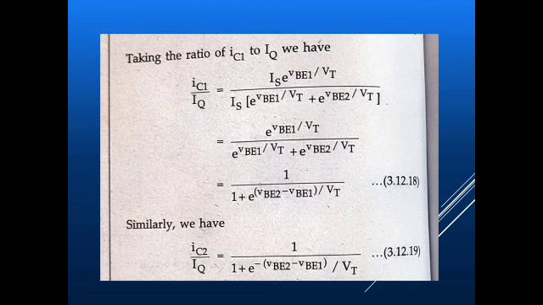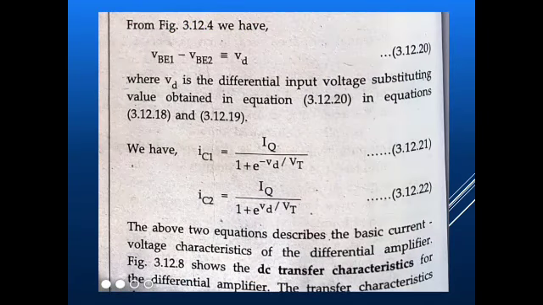Similarly, IC2 divided by IQ equal to 1 by (1 plus e power (VBE1 minus VBE2) divided by VT). From this, we have VBE1 minus VBE2 equal to VD. So you can write IC1 equal to IQ divided by (1 plus e power minus VD by VT), and IC2 can be written as IQ divided by (1 plus e power VD by VT). Substitute various values for VD and obtain the values of IC1 and IC2. You can then have the DC transfer characteristics for the differential amplifier.